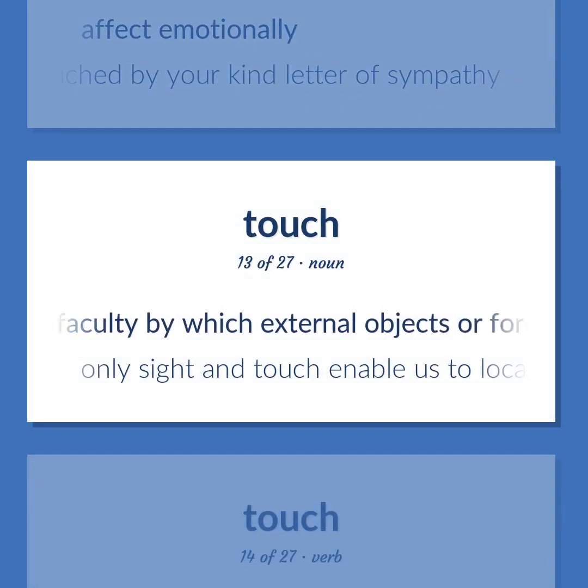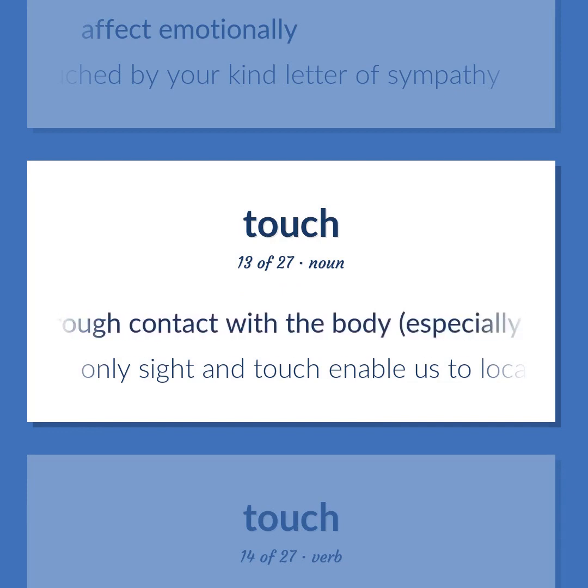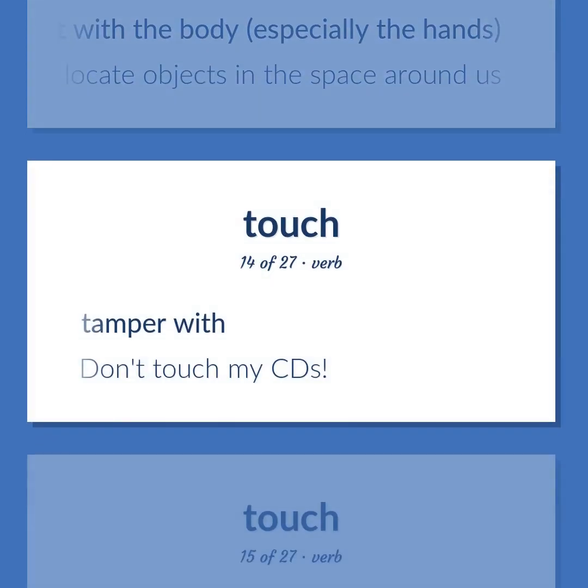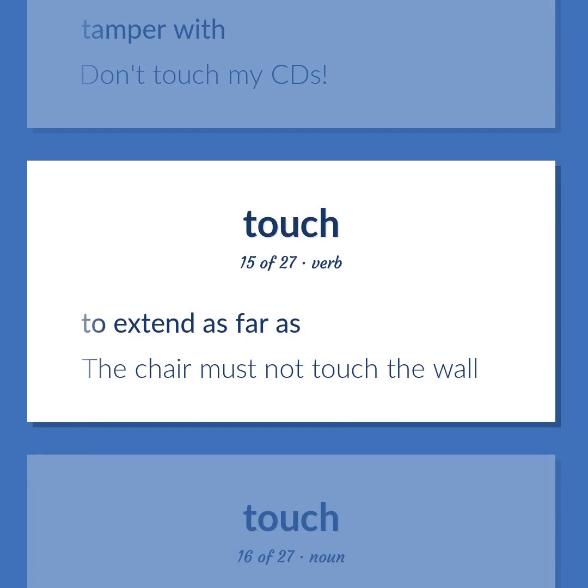The faculty by which external objects or forces are perceived through contact with the body, especially the hands. Only sight and touch enable us to locate objects in the space around us. Tamper with. Don't touch my CDs. To extend as far as. The chair must not touch the wall.